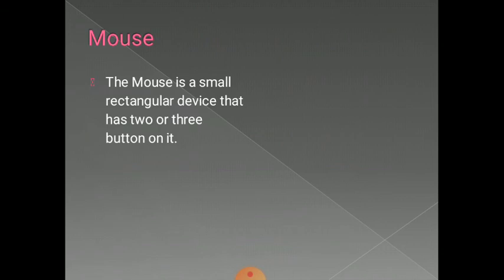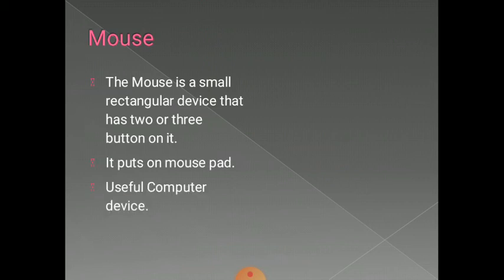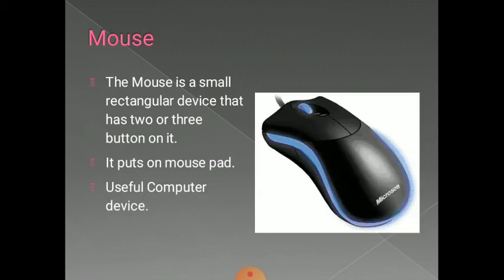Mouse. The mouse is a small rectangular device that has two or three buttons on it. It is put on a mouse pad. The mouse is a useful computer device. Mouses look like this.